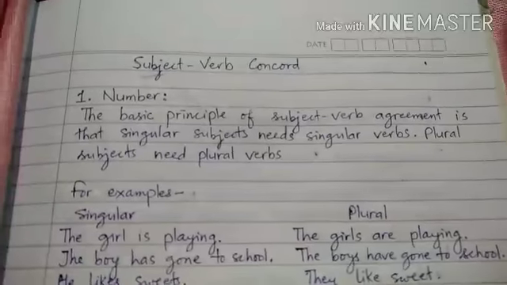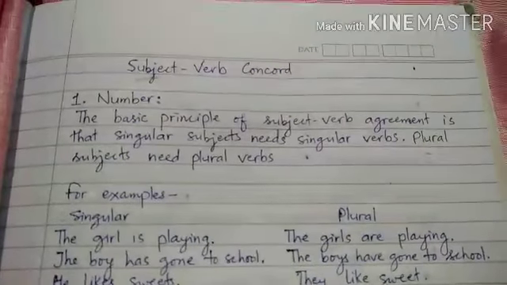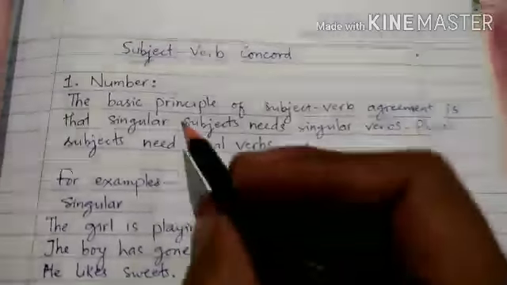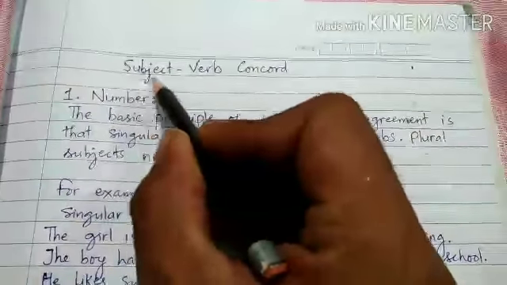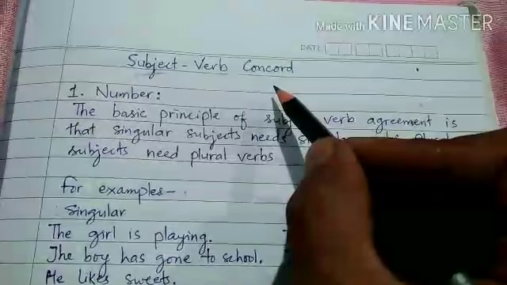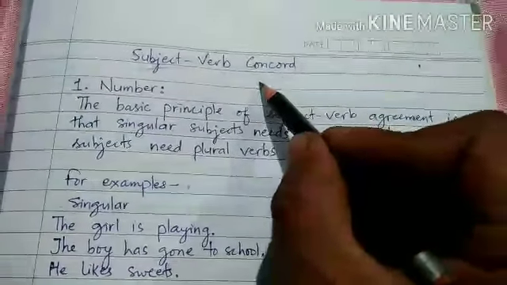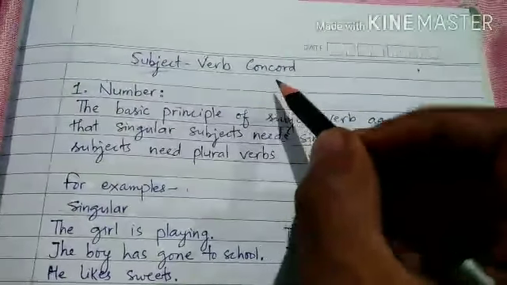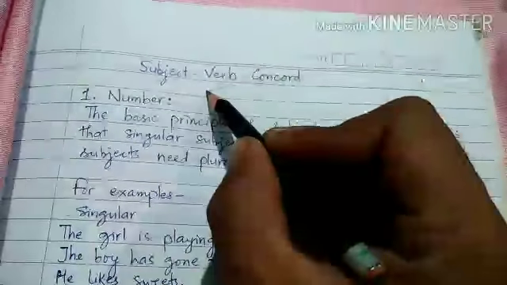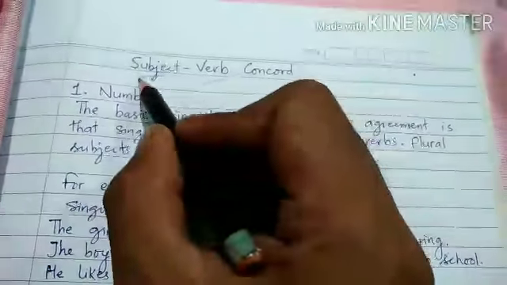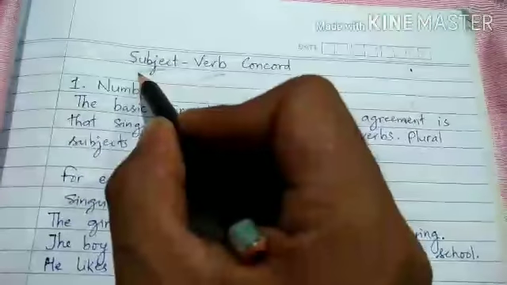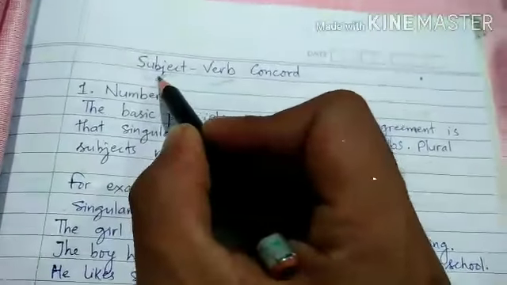In today's class, in this video, we are going to study the new chapter for the students of Standard 9, and the chapter is Subject Verb Concord or Subject Verb Agreement. So in this video, we are going to understand which verbs are used with which subject, which verbs are agreed to be used with which kind of subjects.